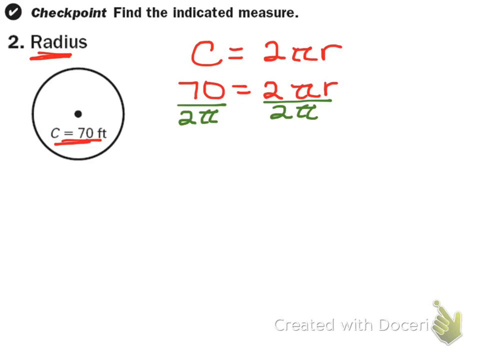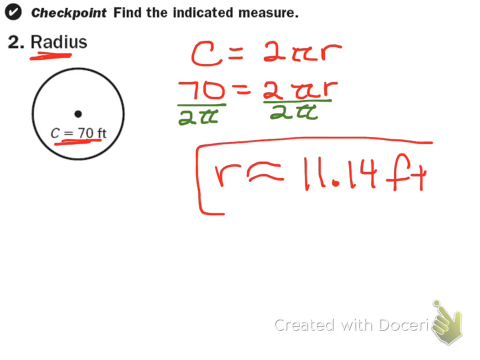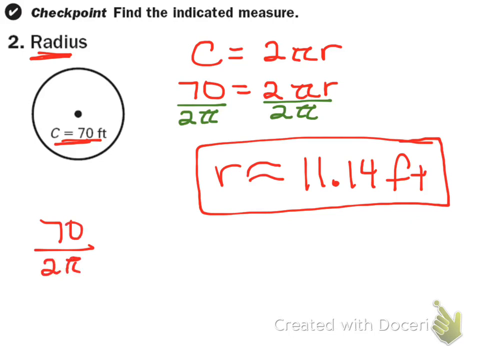You should have gotten the answer 11.14. The radius is approximately 11.14 feet. Okay. If you did not get 11.14 feet, make sure that when you punched it into your calculator, you either punched it in as a fraction, 70 over 2 pi. If your calculator would not let you punch it in this way, you can punch it in as 70 divided by 2 divided by pi. Okay? All right.